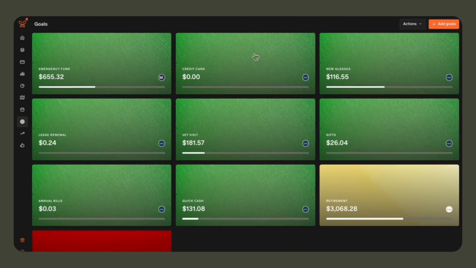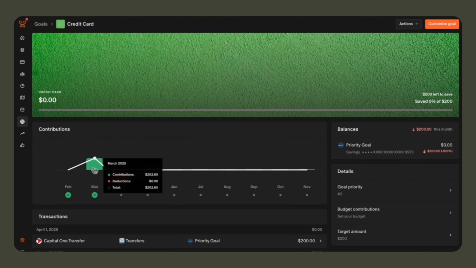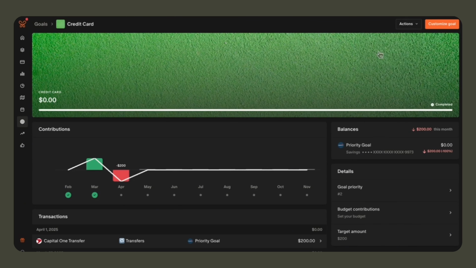The first thing I want to do is close out this credit card goal. You can see in March I did fully fund it, and then I withdrew it here in the beginning of April in order to get the credit card. So I'm going to come to the top right corner and mark as complete, which I think is a fairly new feature because I'm pretty sure that before you could only archive goals. So let's see what happens when we mark as complete.